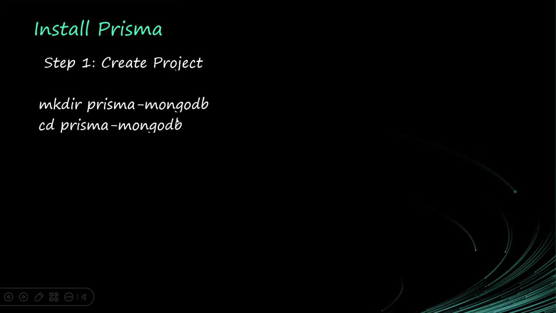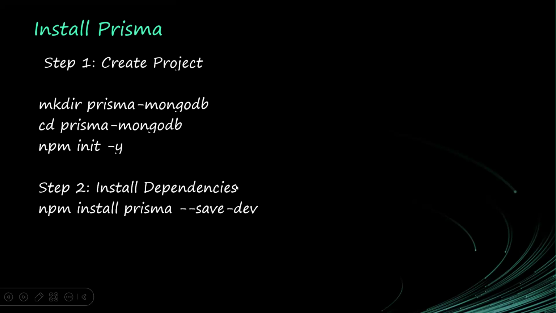We already have a project, but if you don't have a project, create a folder, make sure you're in that folder, and initialize it to be a Node.js application. Then you install dependencies. In this case, we're going to install Prisma.